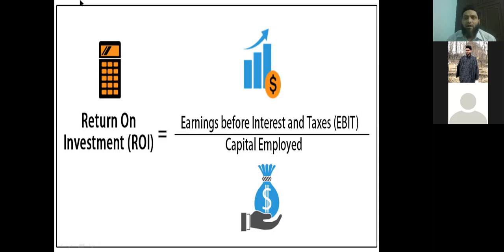So again, if you are the investor and you have purchased equity shares, then return on investment, whatever the ratio is, 30% or 25%, will not be the profit of equity shareholders.